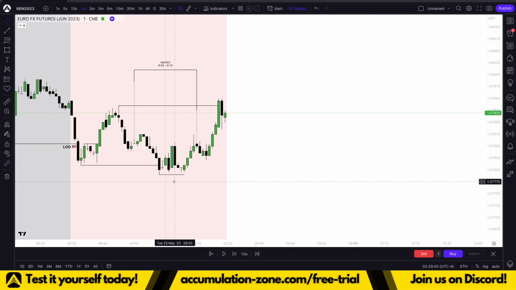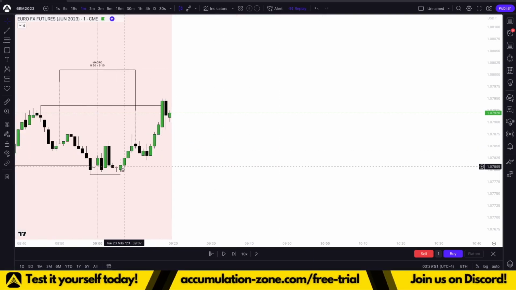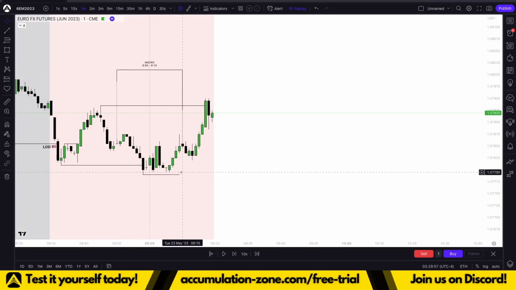We almost got one. Right here we had this 8:50 to 9:10 a.m. macro, and we did not go below our hourly low right here from 8 until 9 a.m. New York local time. The low being this level. Unfortunately, we did not see a wick below that. This would have been a nice liquidity grab.